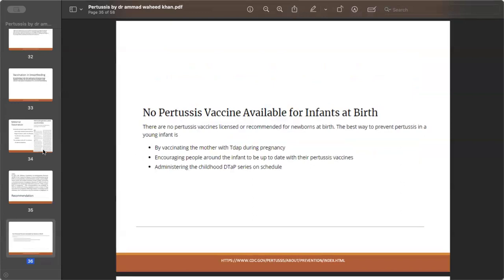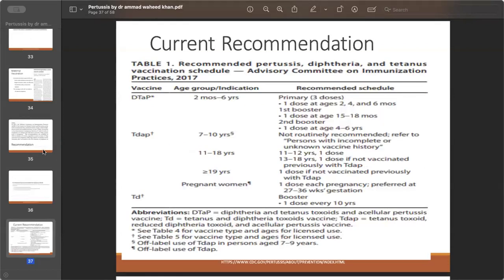No pertussis vaccine is available for infants at birth. There is no pertussis vaccine licensed or recommended for newborns at birth. The best way to prevent pertussis in the young infant is by vaccinating the mother with Tdap during pregnancy, encouraging people around the infant to be up to date with their pertussis vaccine, and administering the childhood Tdap series on schedule. These are the current recommendations of the CDC.